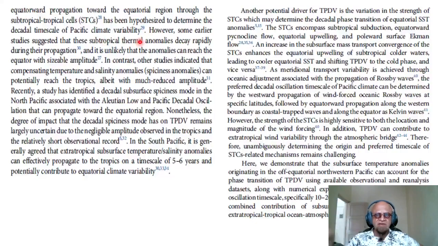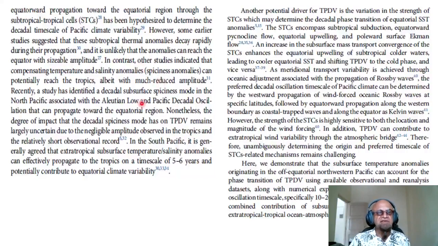I've discussed this over several podcasts by now, so this is just adding more details. So off-equatorial anomalies are produced, and they come in and affect, as we'll see in a minute here, the tropical Pacific decadal variability. However, some earlier studies suggested that these subtropical thermal anomalies decay rapidly during their propagation, and it's unlikely that the anomalies can reach the equator with sizable amplitude to make a change.